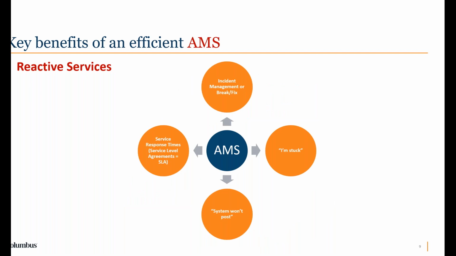This is classically what we think about in support. They're reactive. It's incident management. I'm stuck. How do I do this? The system won't post. We would expect in this type of environment to have service response times or SLAs, service level agreements. How fast will my issue get fixed? I can't print payroll checks. I can't post a journal. I can't print a shipping list. I can't get my freight forwarded. Integration is broken. These are reactive services that are all included in the care and feeding of your applications.